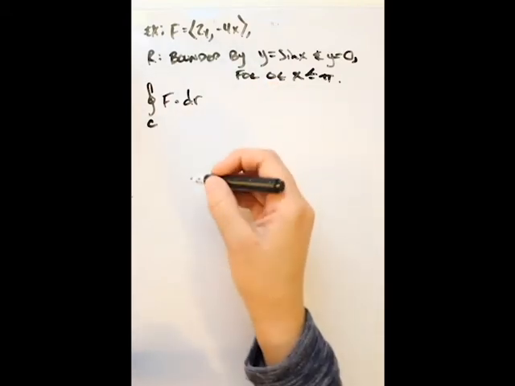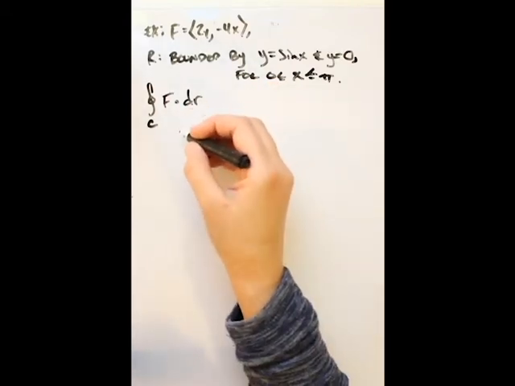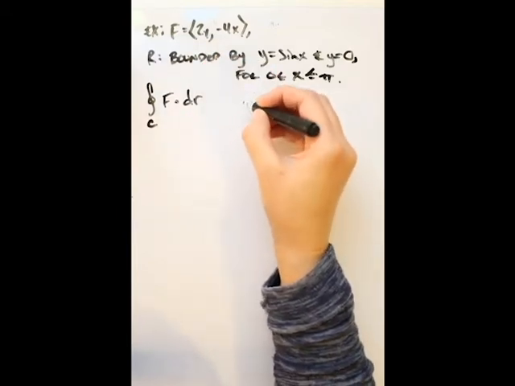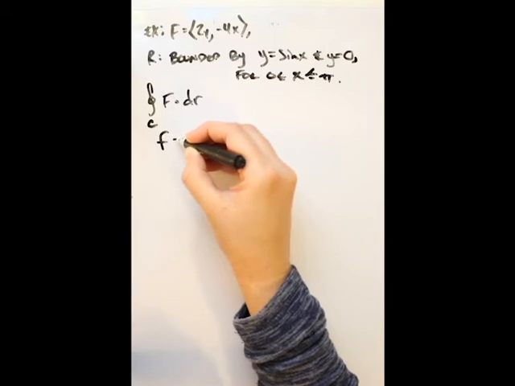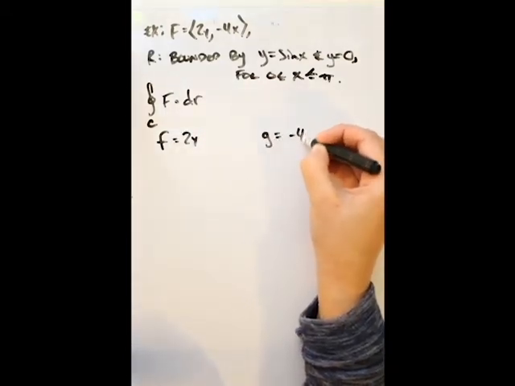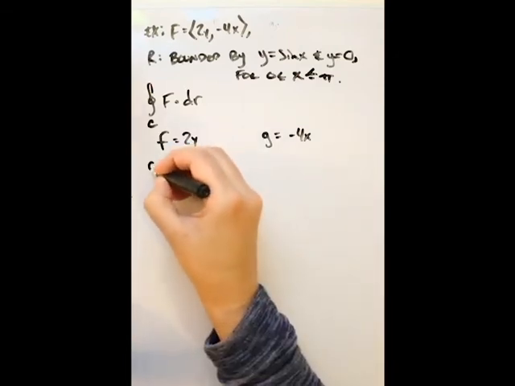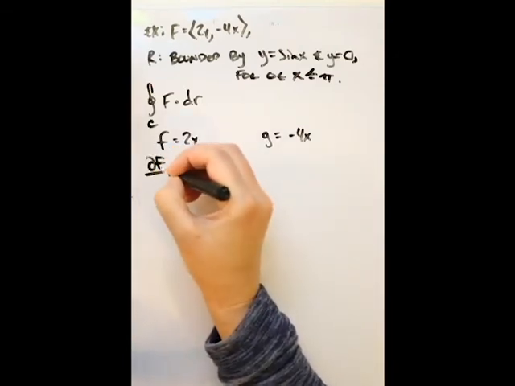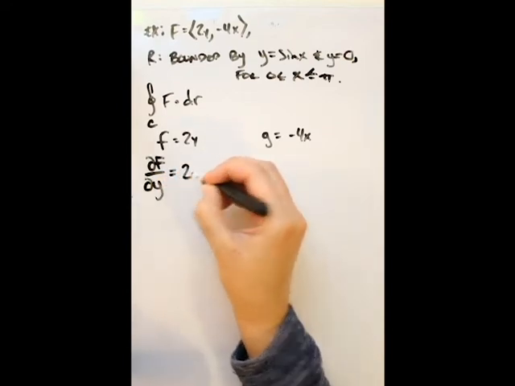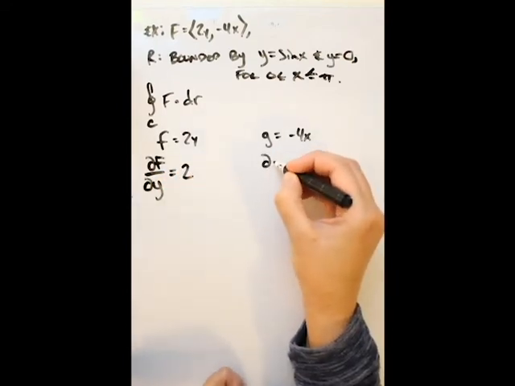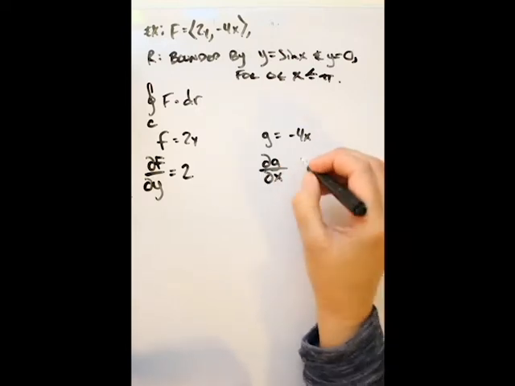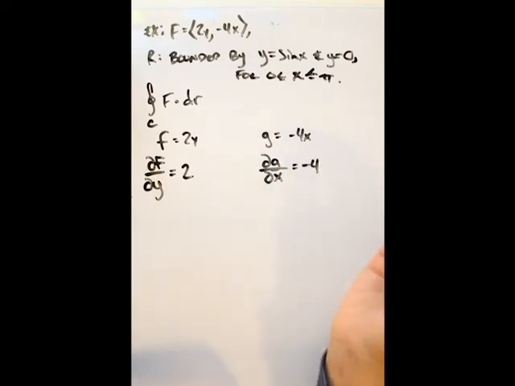By Green's theorem, we get to use the partial derivatives. We need to identify little f, which is 2y, and little g, which is negative 4x. The partial derivative of f with respect to y is just 2, and the partial derivative of g with respect to x is equal to negative 4.